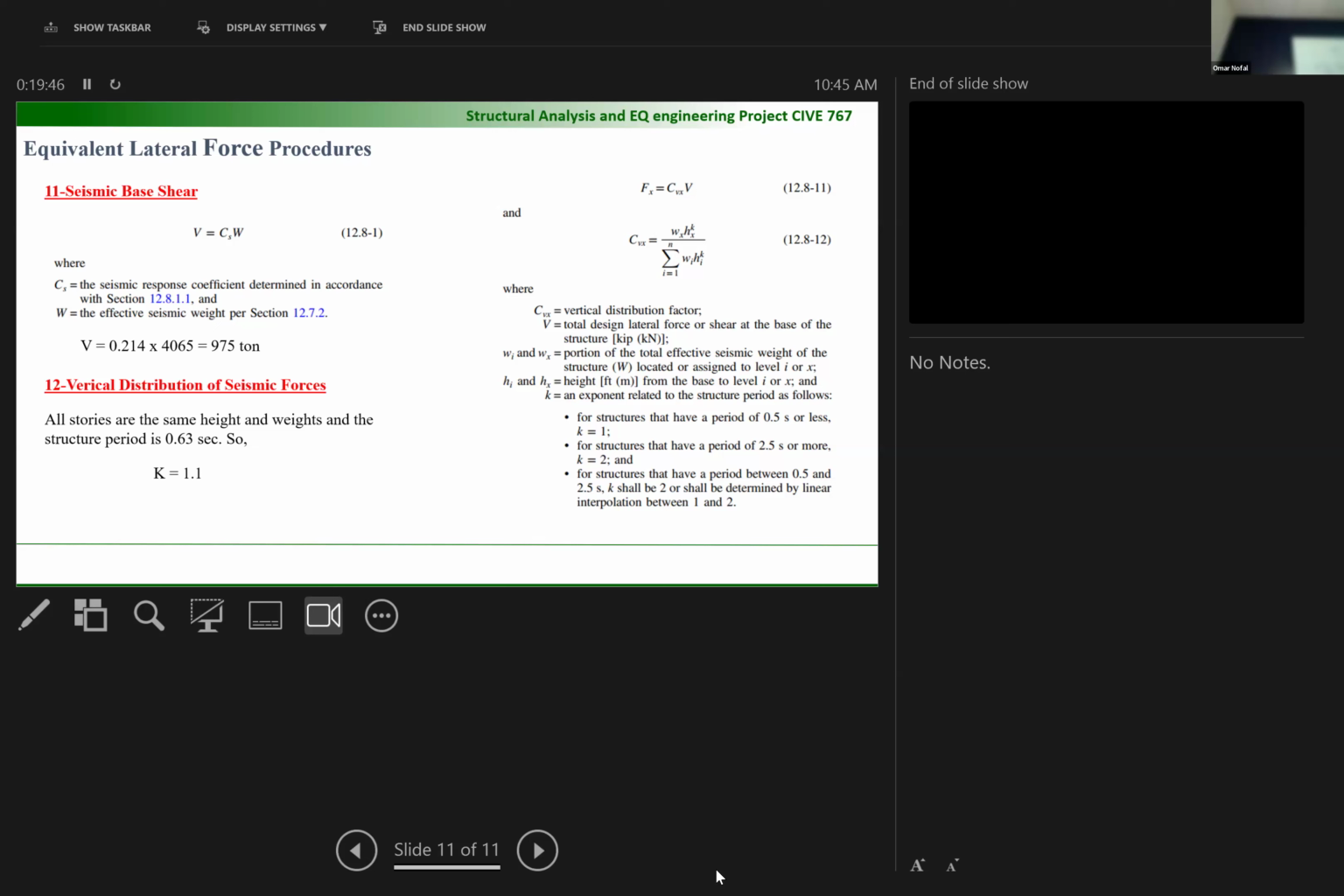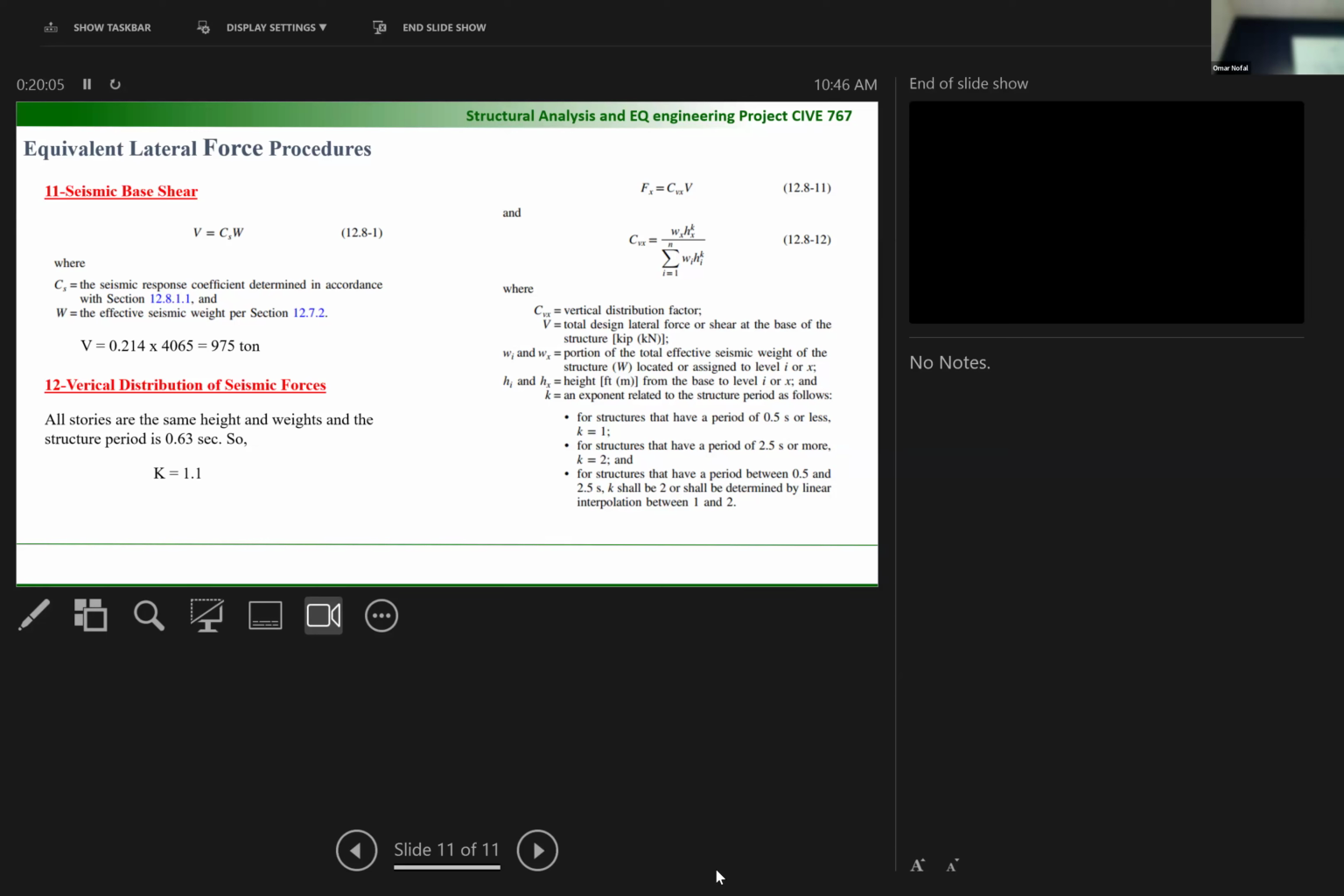You multiply the weight of the story by the height of the story to the power 1 or 1.1, depending on the system, and divide it by the sum of the weight of each story multiplied by the height of each story. It's like a weighted average, okay? The weighted average of the height and the weight. So this is how we do this.